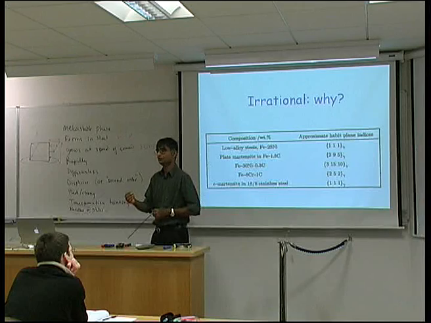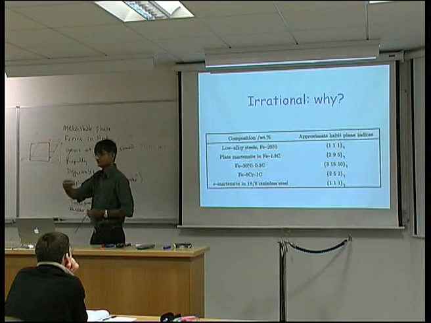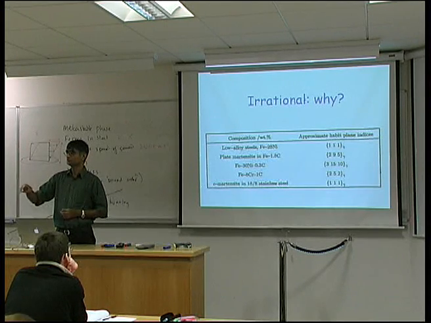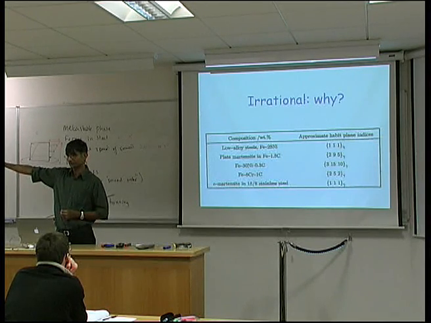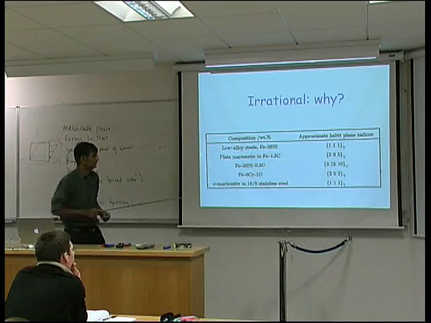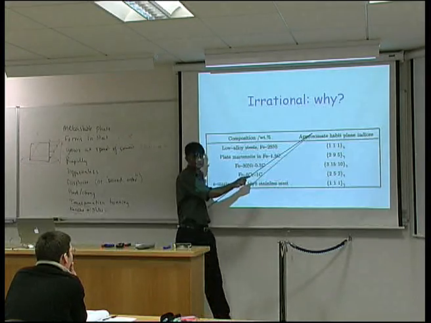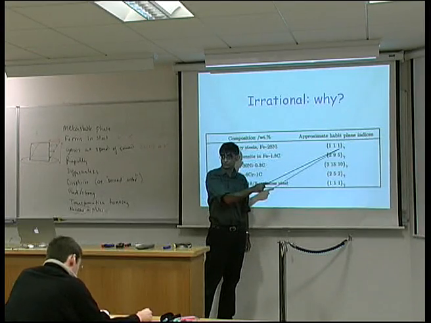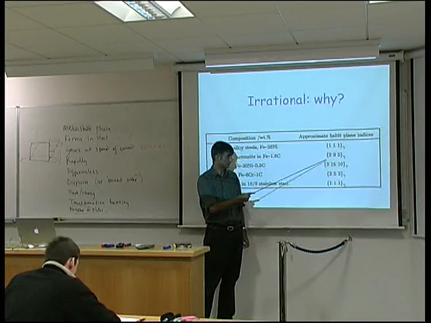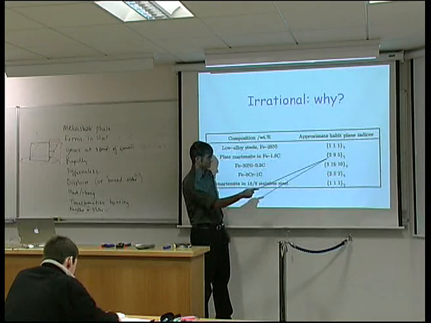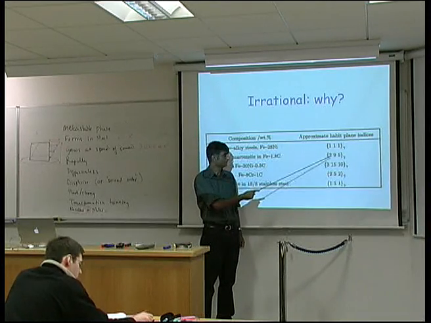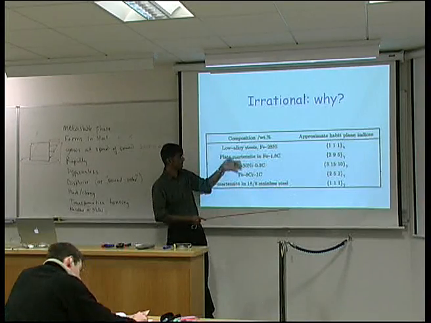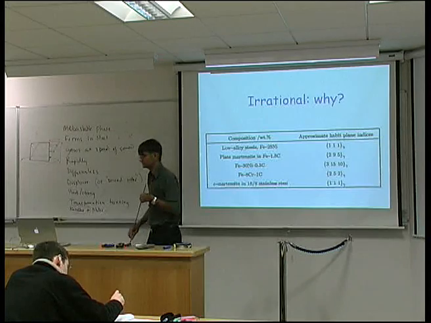Irrational means that you can't express the indices as integers. So for example, if I take the square root of 2, then it's 1.414141, it goes on and on and on, right? So that's why I've put here approximate habit plane indices. And so this is not exactly one-on-one. It's slightly away from one-on-one. In this case, it's really strange. It's 295, 315.10, 252, 1-on-1, and these are not terribly different in chemical composition.